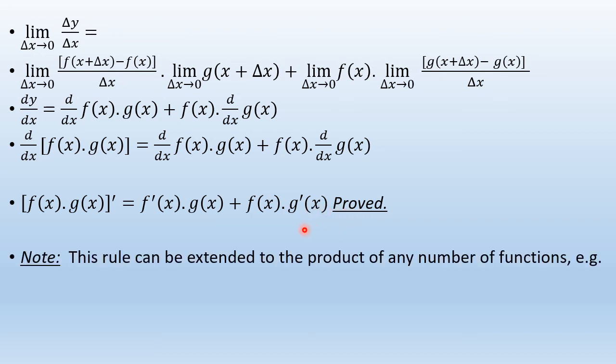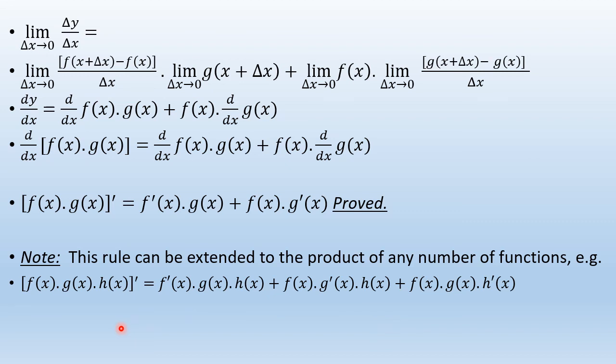You must note that this rule can be extended to the product of any number of functions. For example, if you have a product of 3 functions and you have to take its derivative, what you will do? Take the derivative of the first, the next 2 remain constant. Then first remains constant, last remains constant, and we take the derivative of the second. Then first 2 remain constant and we take the derivative of the third, and that completes the result.